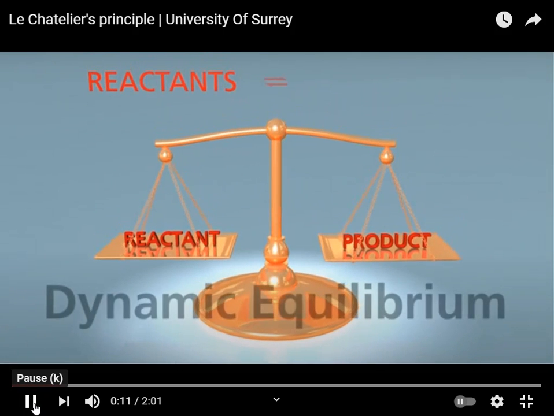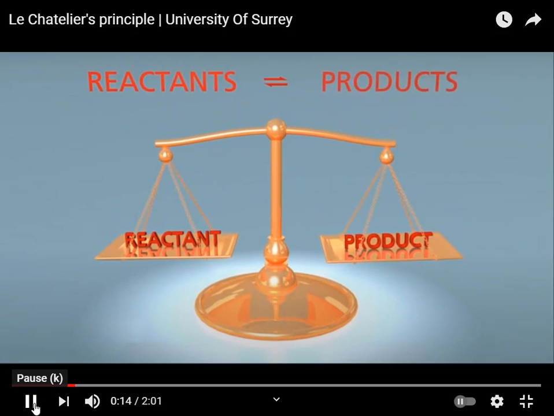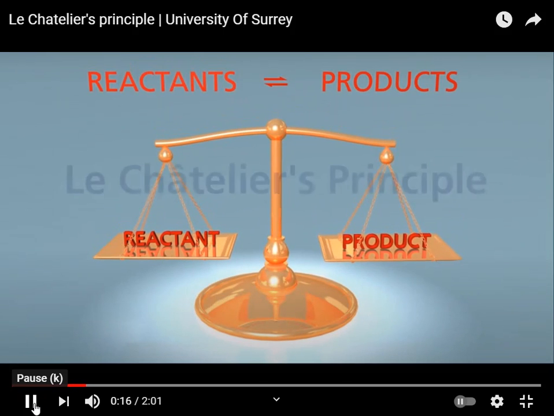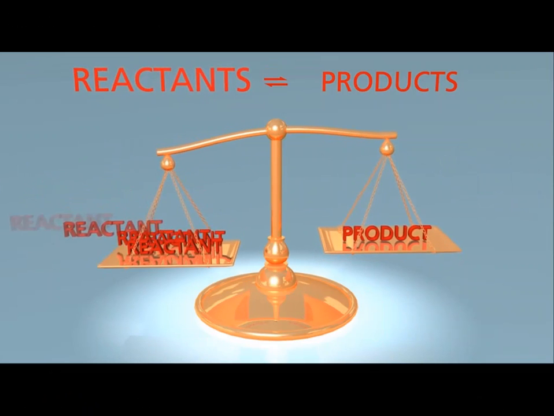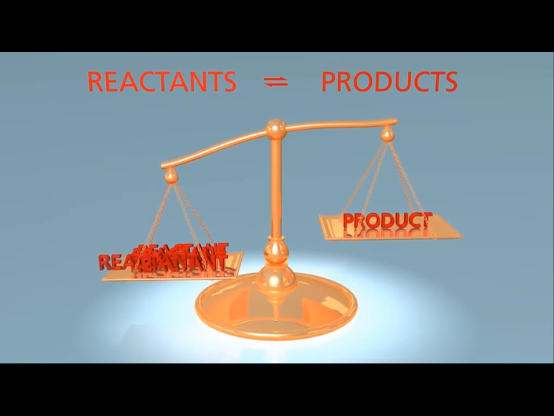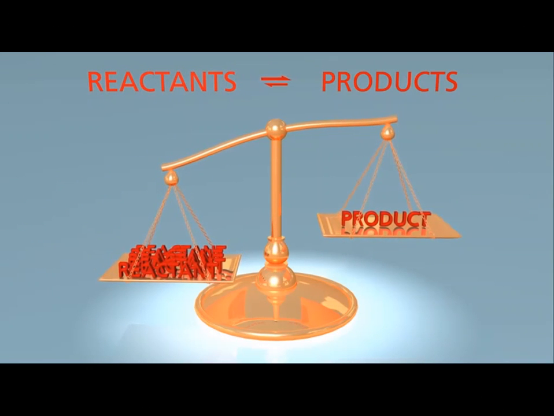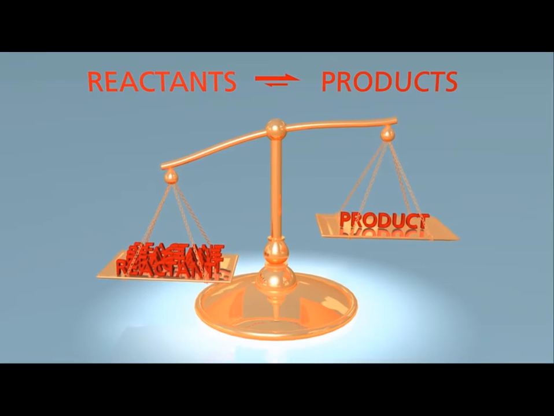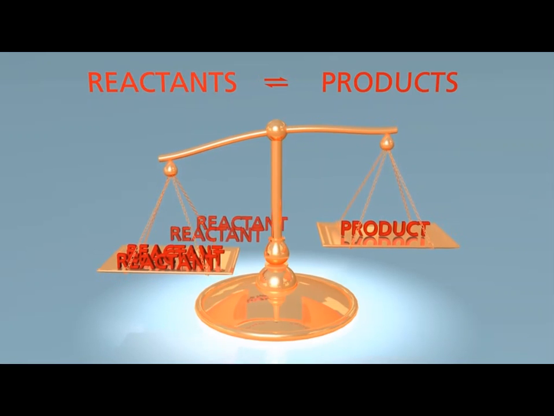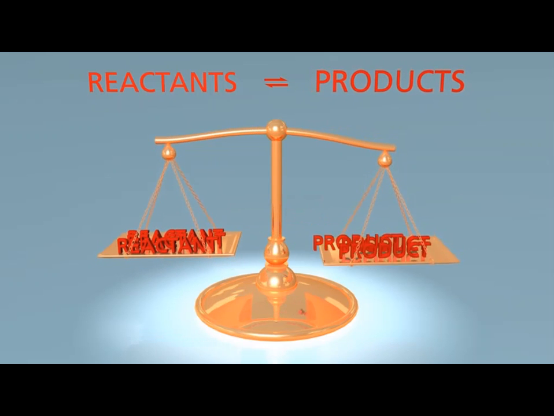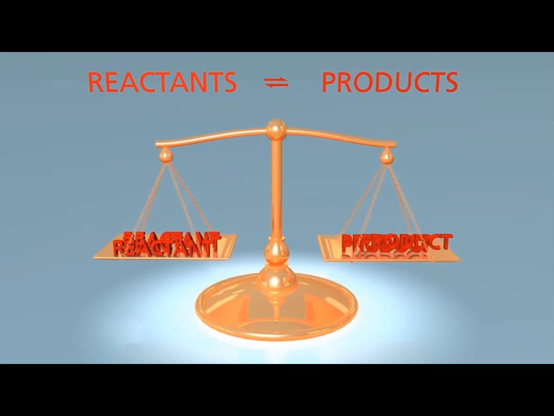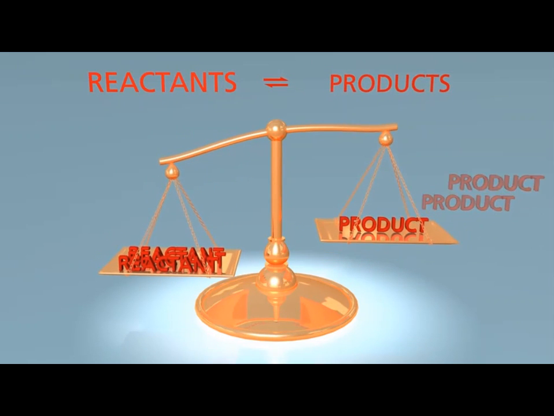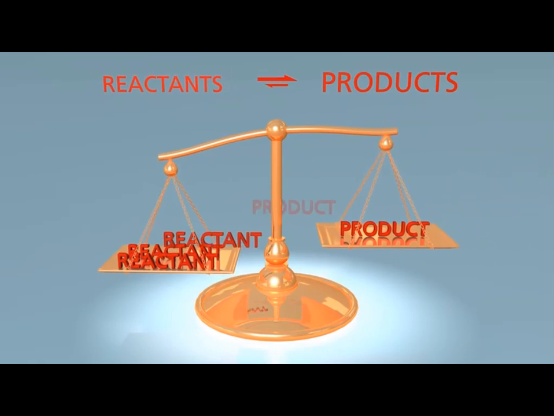Systems in dynamic equilibrium are very sensitive to changes in concentration, pressure, and temperature. LeChatelier's principle enables us to predict the effect of these changes. It states that if a system in dynamic equilibrium is disturbed, the equilibrium position shifts to counteract the disturbance. For example, if more reactants are added, the system removes them by creating more products. If products are removed, the system replaces them by converting reactants.